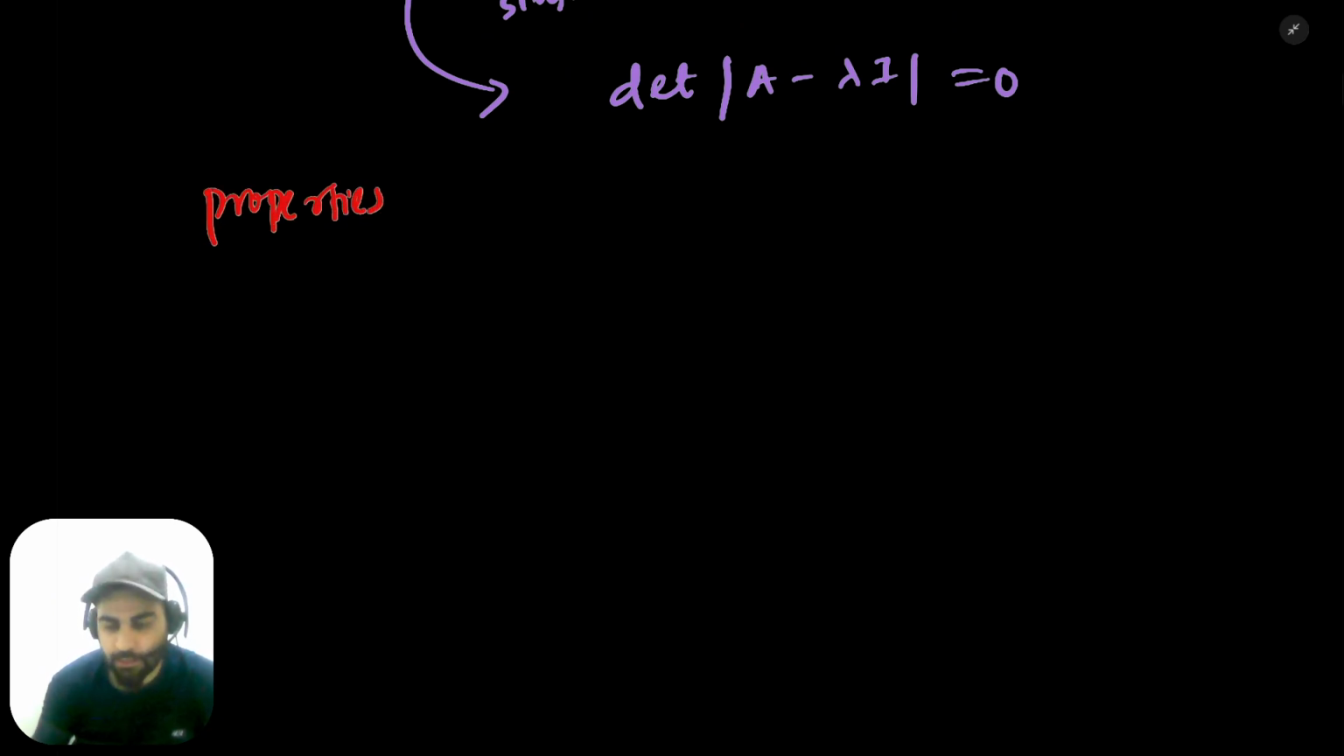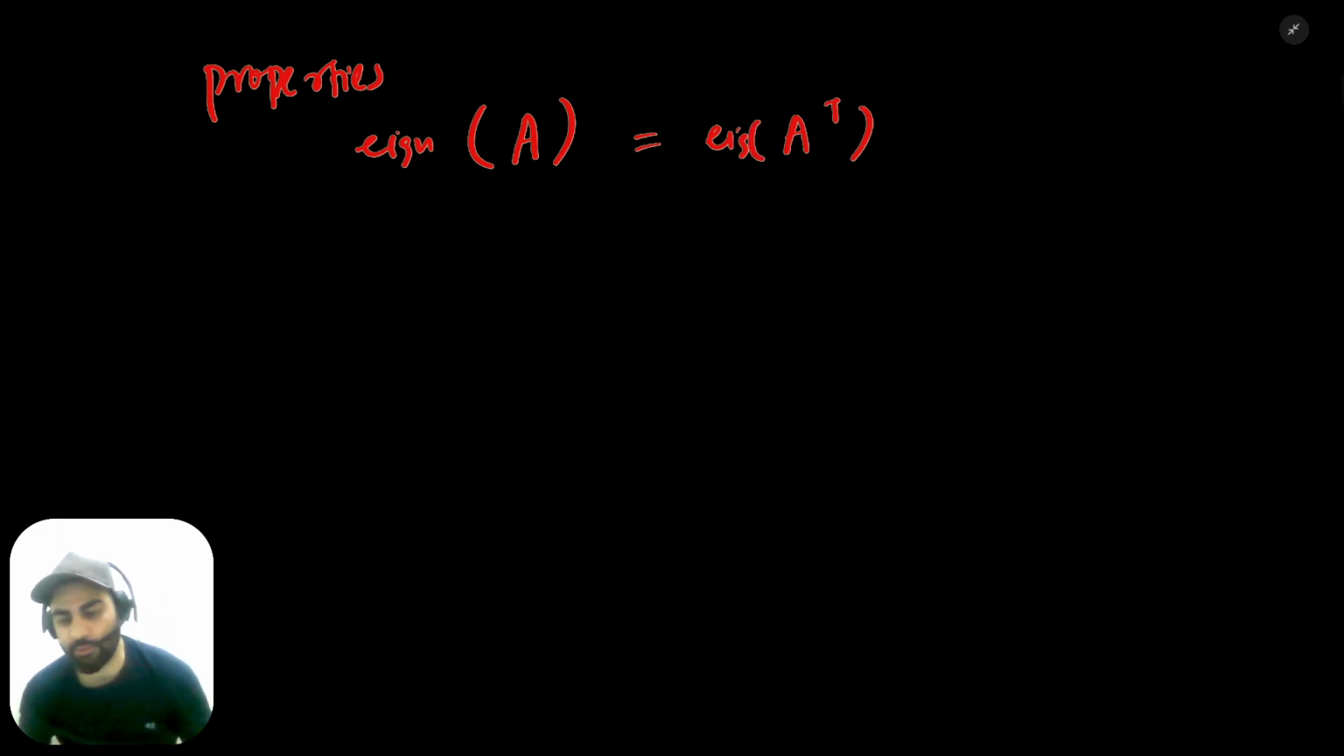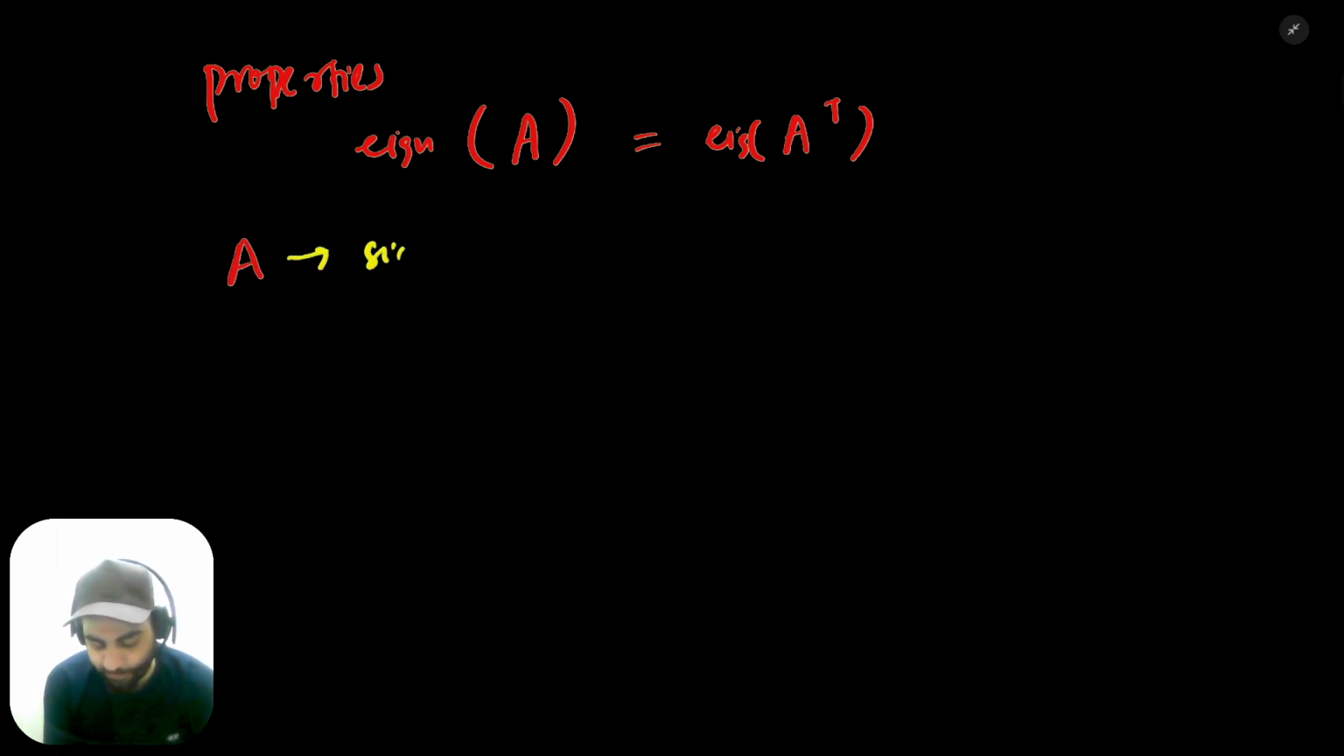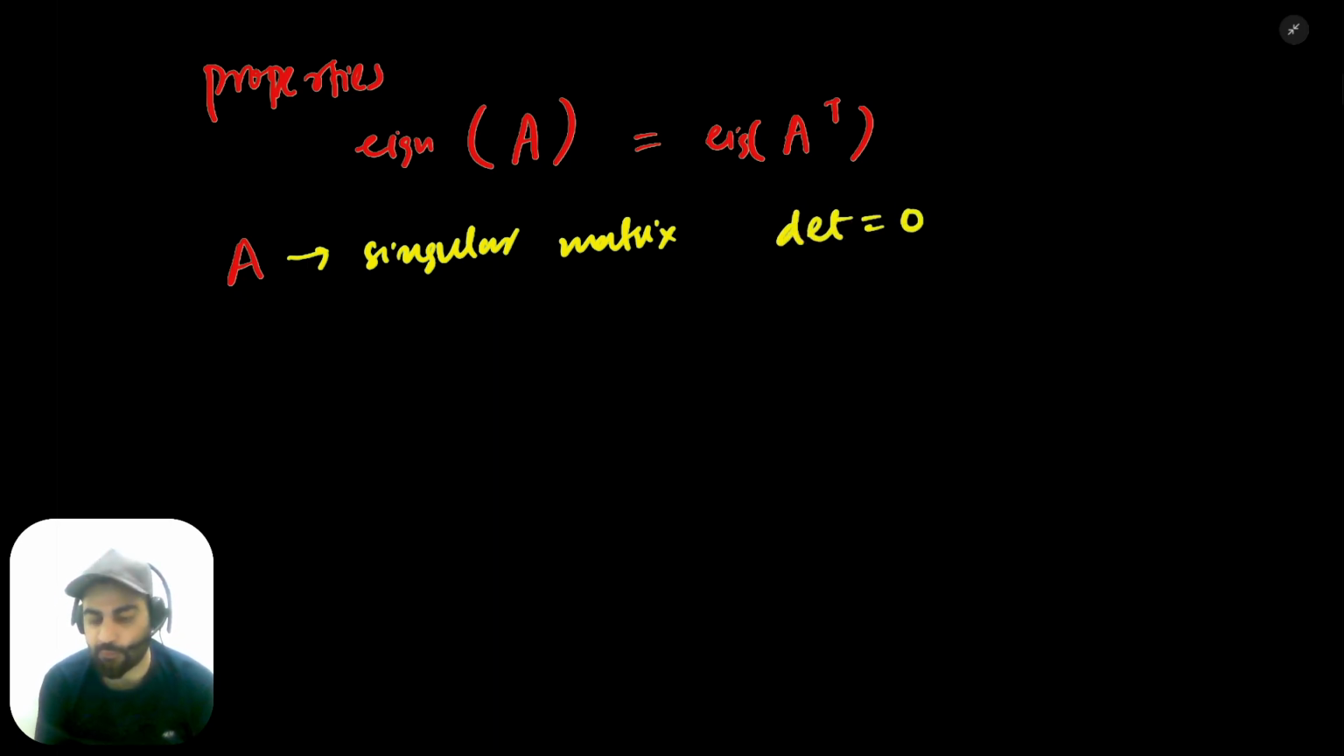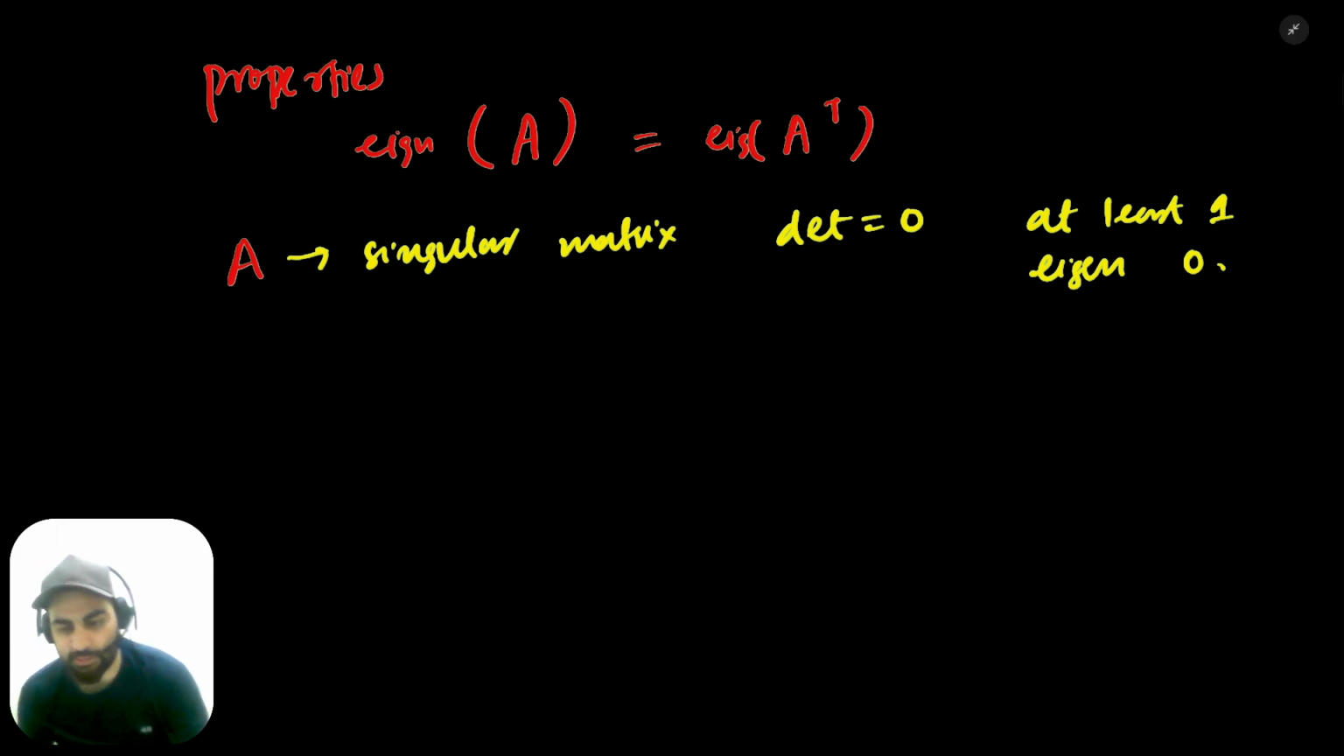So properties. What's the first property? We said that if we have A and its transpose A transpose, the eigenvectors of both of these are the same. Then we even said that if we have a matrix A which is a singular matrix, that means it is non-invertible and the determinant is equal to 0, then it has at least one eigenvalue which is 0.